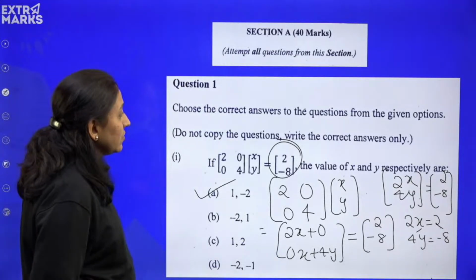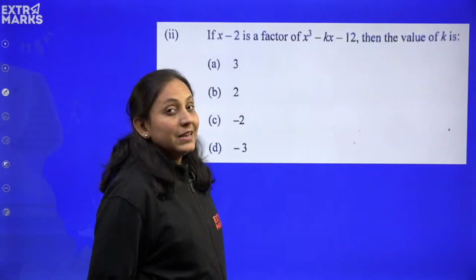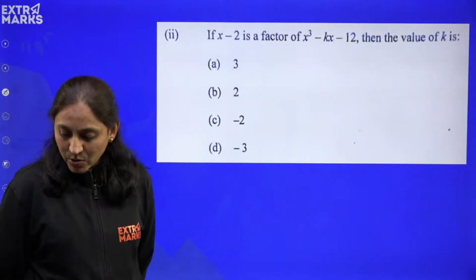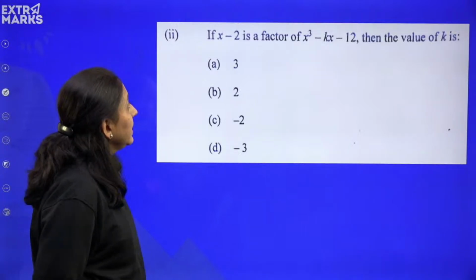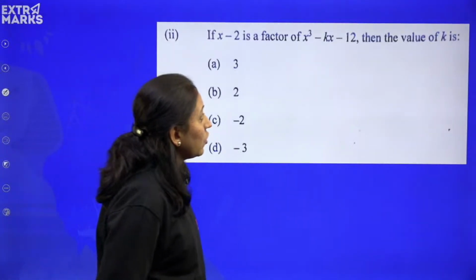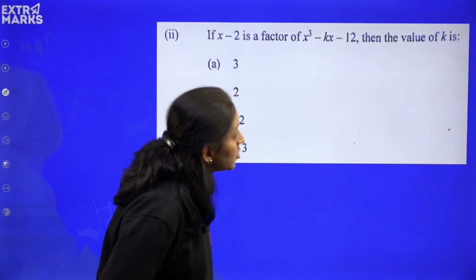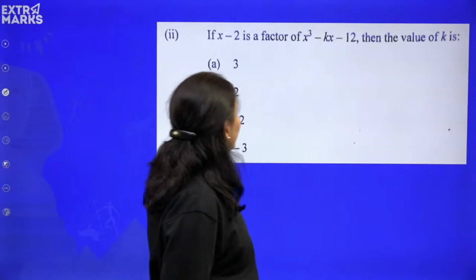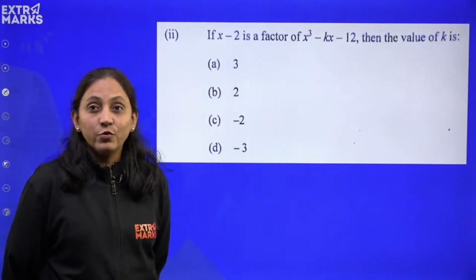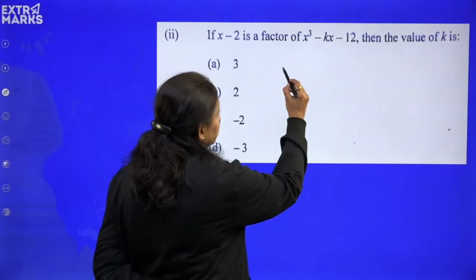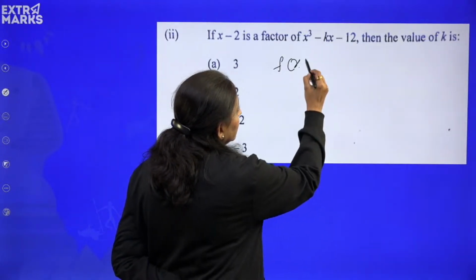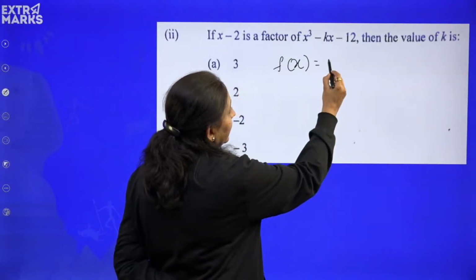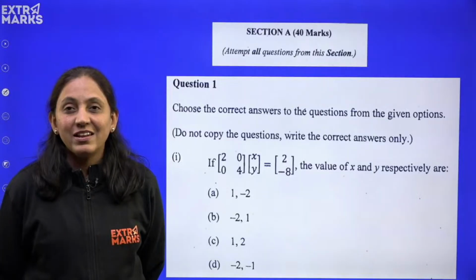So let's move to the next question. The next question: if x minus 2 is a factor of x cube minus kx minus 12, then the value of k is, and they have given 4 options here. The expression f of x we can take to be x cube, very easy.